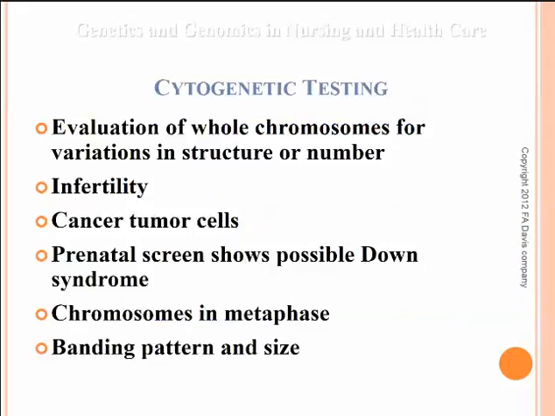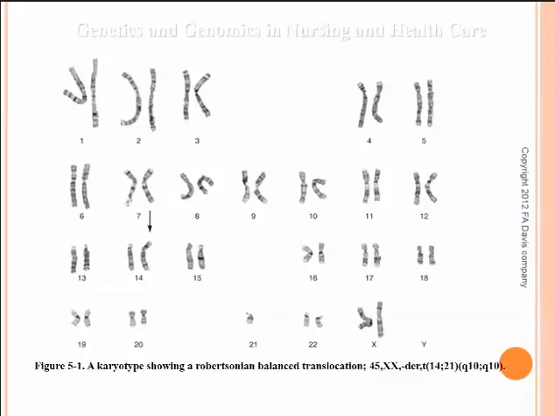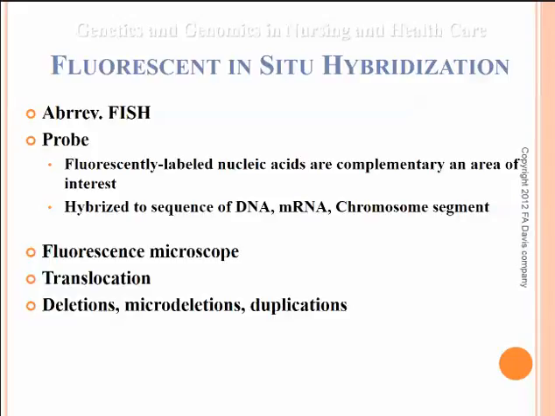Cytogenic testing is when you evaluate the entire chromosome for any kind of variation in the structure or the number. Used for infertility and cancer tumor cells, and prenatal screen for possible Down syndrome. This is an example of the cytogenic chromosome study. That's in your textbook too.